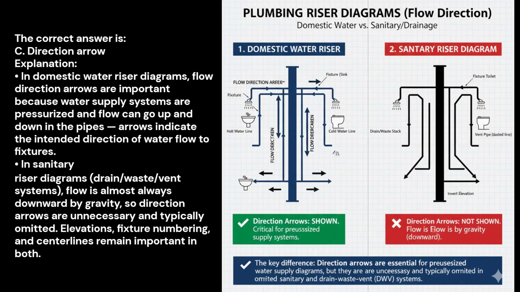Direction arrow. Explanation. In domestic water riser diagrams, flow direction arrows are important because water supply systems are pressurized and flow can go up and down in the pipes. Arrows indicate the intended direction of water flow to fixtures. In sanitary riser diagrams, drain waste vent systems, flow is almost always downward by gravity, so direction arrows are unnecessary and typically omitted. Elevations, fixture numbering, and center lines remain important in both. Therefore, direction arrows are commonly shown on water riser diagrams but not necessary on sanitary risers.